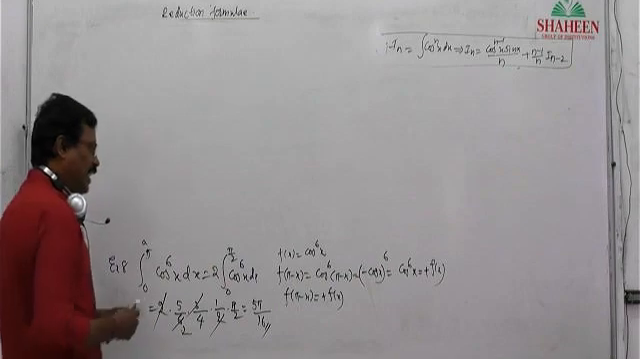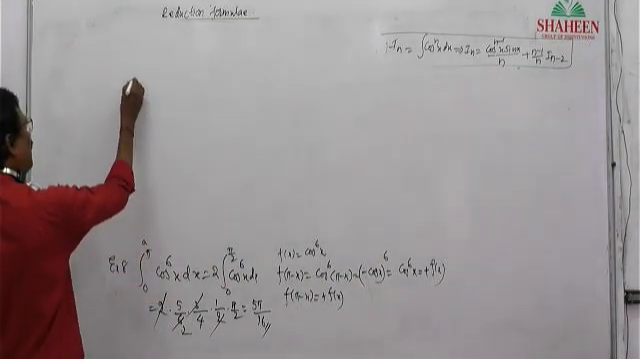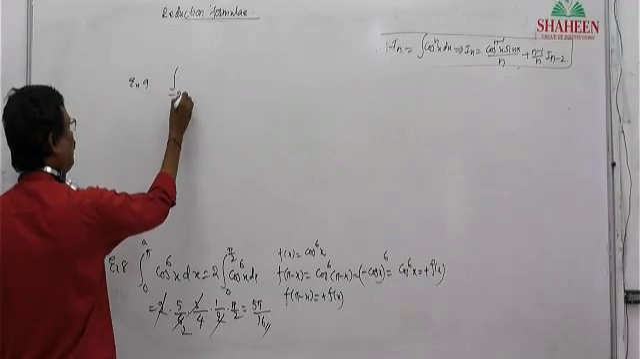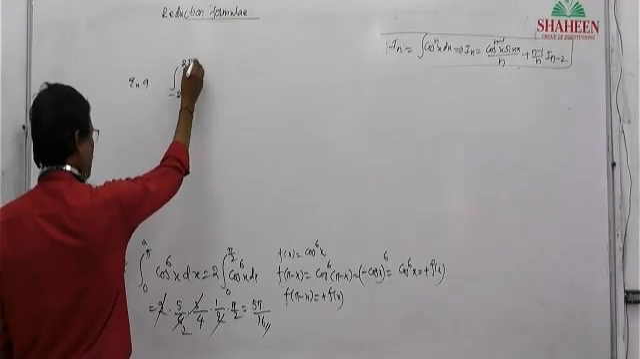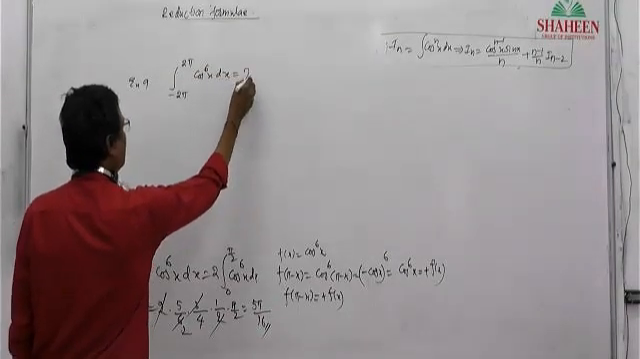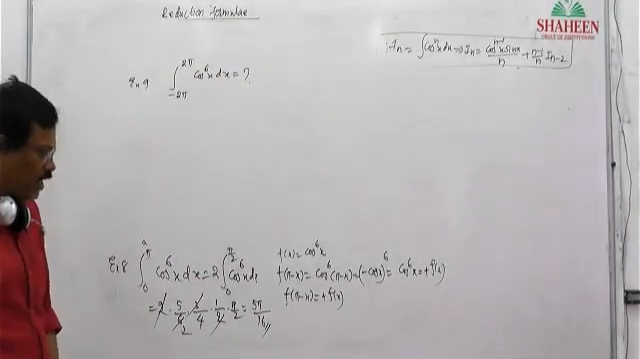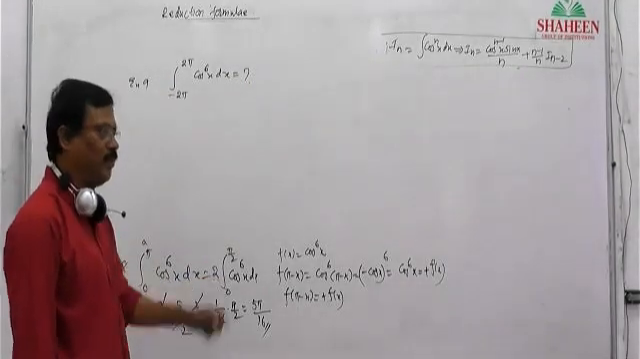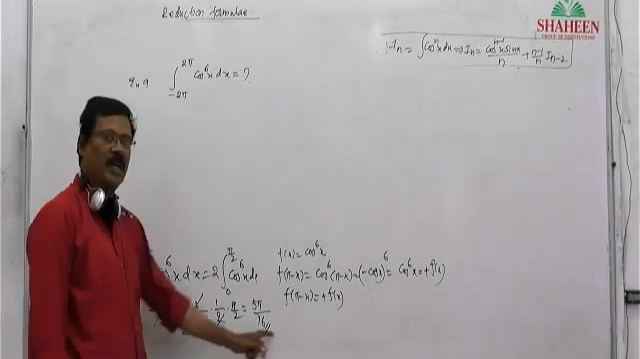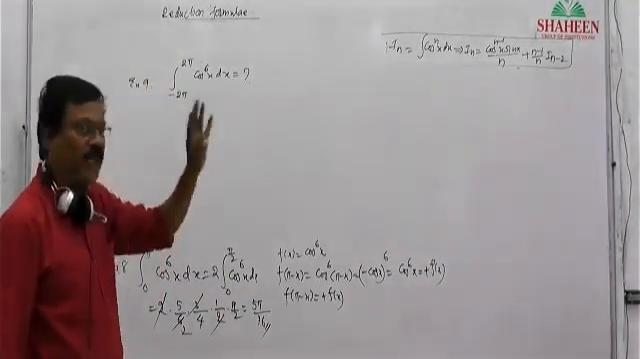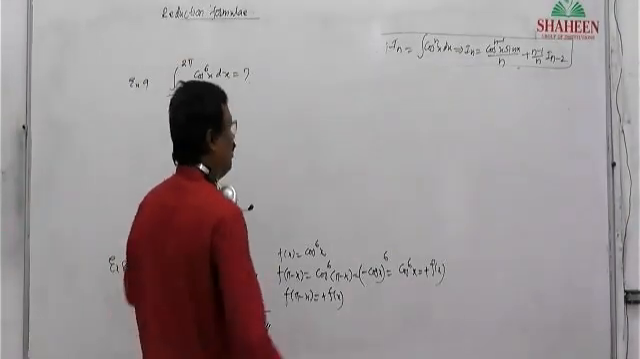Now, let us see this example. Example 9: integral from minus 2 pi to plus 2 pi of cos power 6x dx. What about this integral? Here we can't directly apply the reduction formula, because the limits are not 0 to pi by 2. Then only we apply this reduction formula. But the limits are minus 2 pi to plus 2 pi, so what do we do?